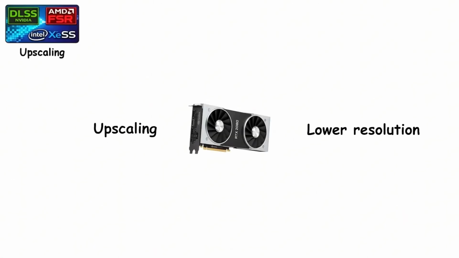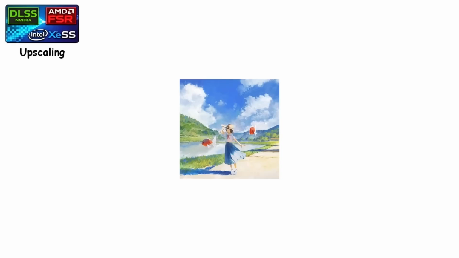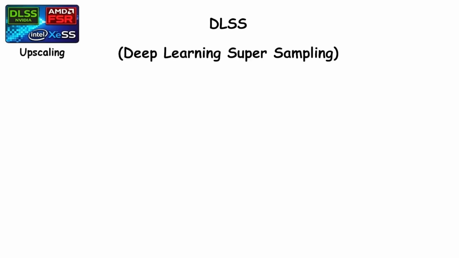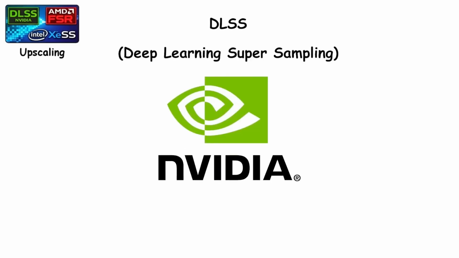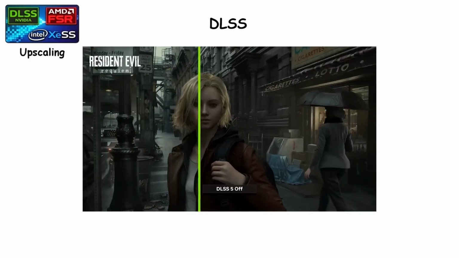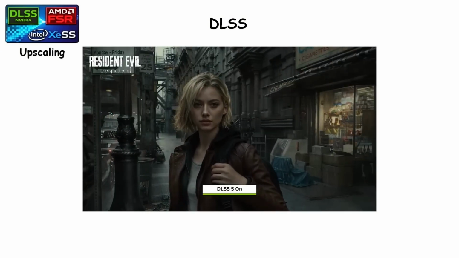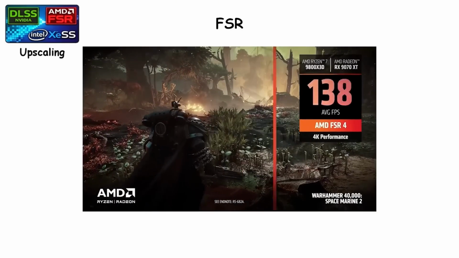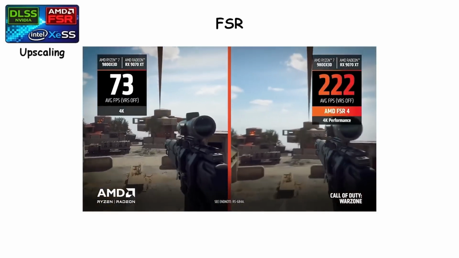Upscaling. Upscaling lets your GPU render at a lower resolution and then intelligently upscale it to your monitor's native resolution, saving massive GPU power. Think of it as taking a small painting and magically stretching it to a huge canvas without losing much detail. DLSS, or Deep Learning Supersampling, is NVIDIA's AI-powered solution. It uses machine learning to reconstruct sharp, high-resolution frames from lower-resolution input. FSR, or FidelityFX Super Resolution, is AMD's answer. Open and hardware agnostic, achieving similar results without needing AI training.